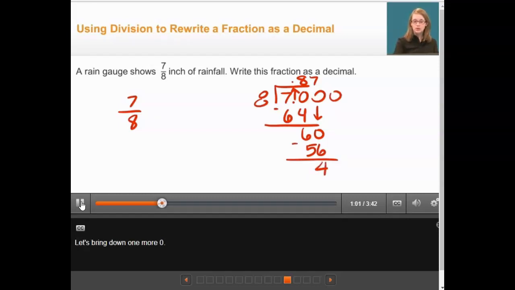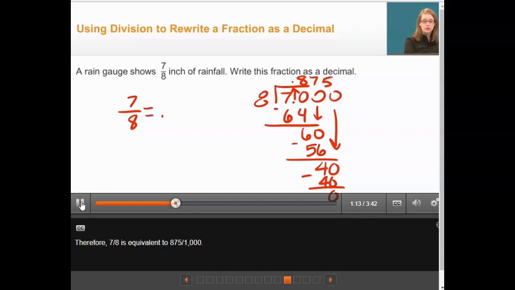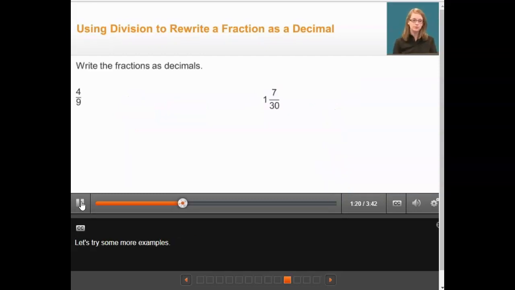Let's bring down one more 0. 8 goes into 40 5 times. 8 times 5 is 40, leaving us with no remainder. Therefore, 7/8 is equivalent to 0.875, or 875 thousandths. Let's try some more examples.